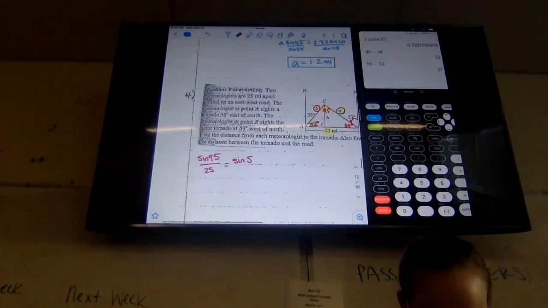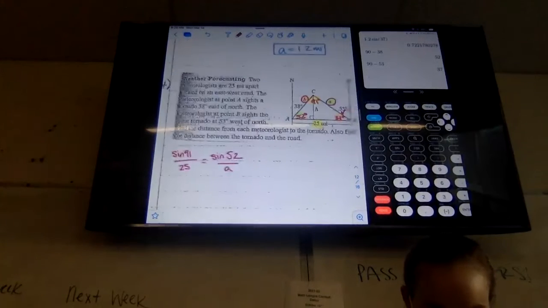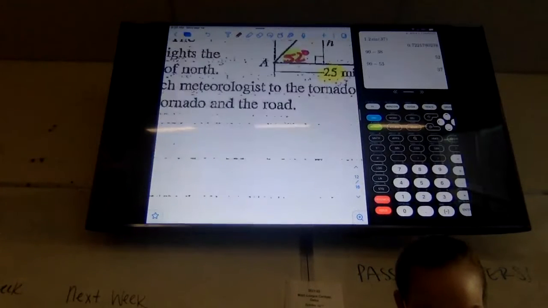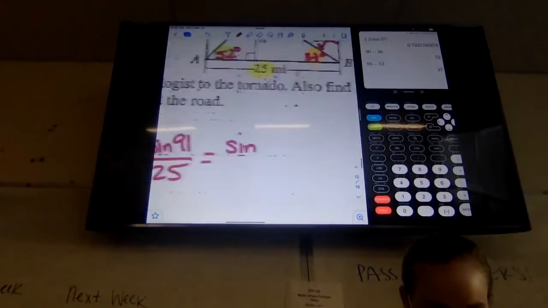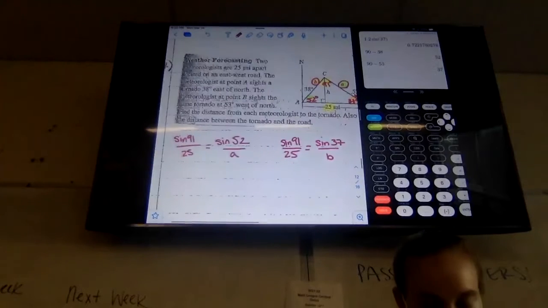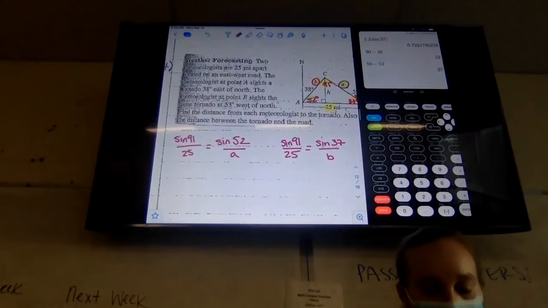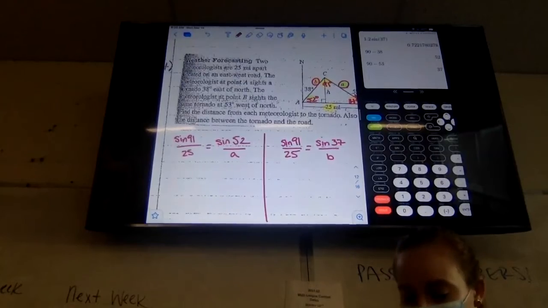Sorry, forget all my numbers. Sine of 52 over little a. And sine of 91 over 25 equals sine of 37 over little b. So that's what my two equations are going to look like. So we're going to start by solving them.